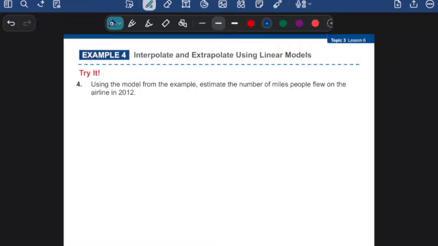Try it number 4, using this same model, estimate the number of miles people flew in 2012.